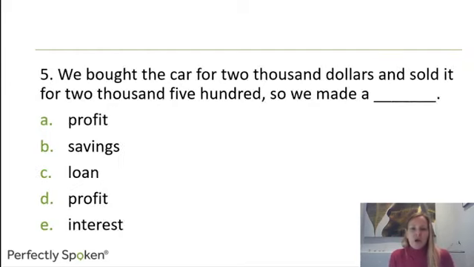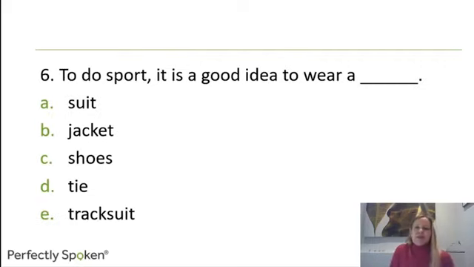Okay, number 5. We bought the car for $2,000 and sold it for $2,500. So we made a blank. And the answer is, well, no. First, is it A, profit, B, savings, C, loan, D, profit, and E, interest? Because the answer is there twice, sorry, the answer is A, profit, or D, profit. Sorry, that's my mistake.